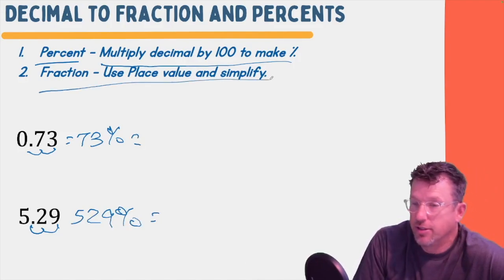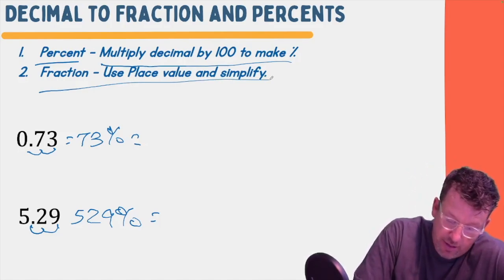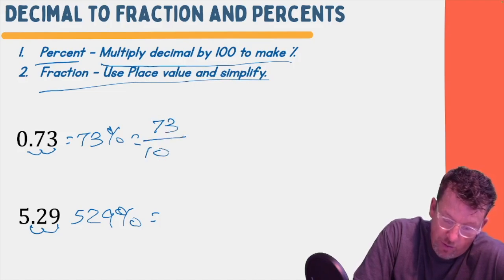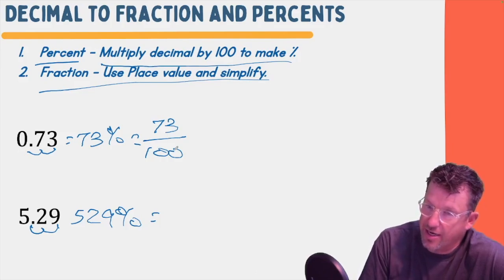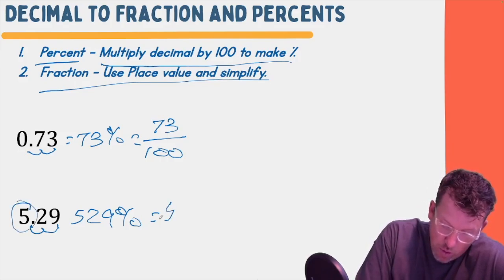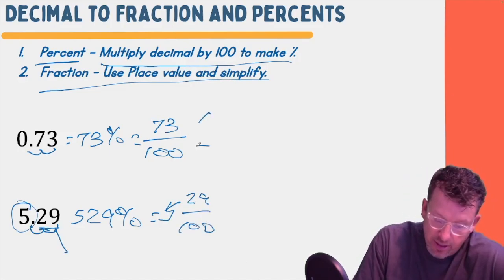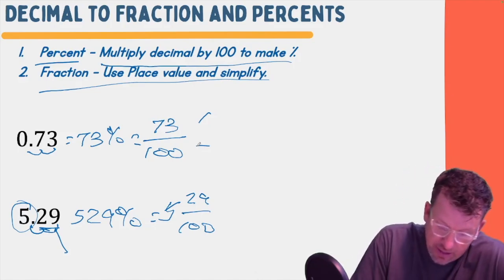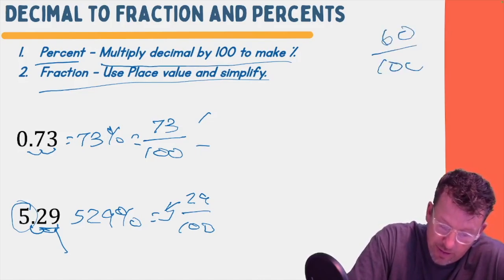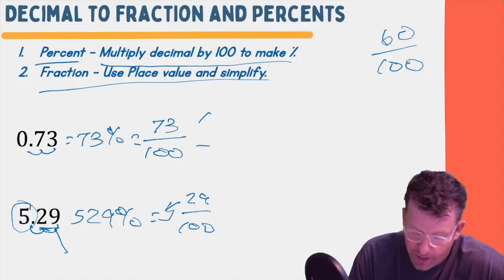For a fraction, simply use the place value. How do you say this? 73 hundredths. That's it. And this one's 5 and 29 hundredths. 5 wholes, 29, because the 9's in the hundredths place, 29 hundredths. That's it. Now, I can't simplify either of these because neither one of them has a number that will divide into both of them. But if it did end up in, like, let's say this top one was 61 hundredths, well, I gotta simplify that. I gotta find a number that will go into both of them and find the simplest form of that fraction.